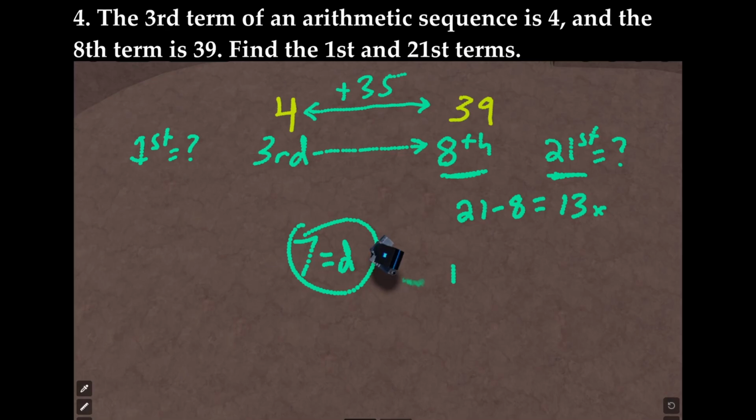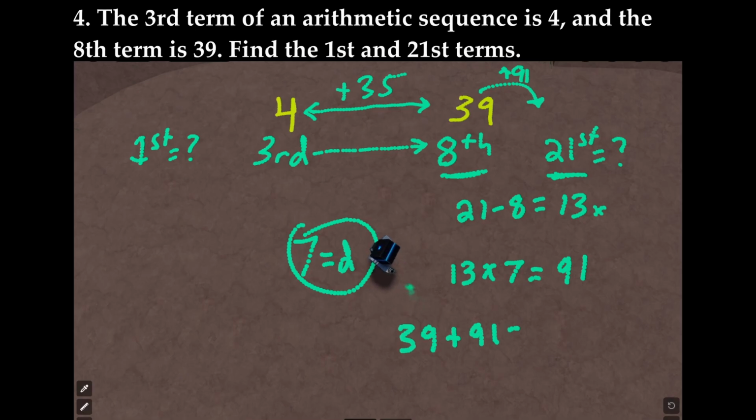So do 13 times 7 to get how much we jump from the 8th term to the 21st term. 13 times 7 is just 91. So to go from the 8th term to the 21st term, we just need to add 91. And we started on 39, so just add 91 to 39. So 39 plus 91 is equal to 130. So that is the 21st term. So I'm going to write that here. 130 is our 21st term.